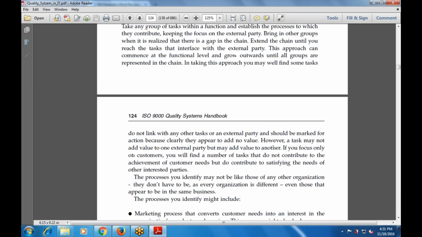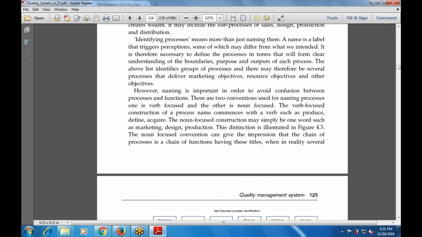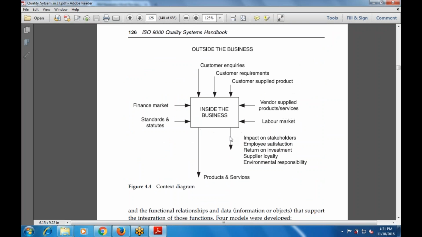Then bottom up means going from bottom and then up with asset management with the different naming convention. This is the context diagram that is used for the customer queries.